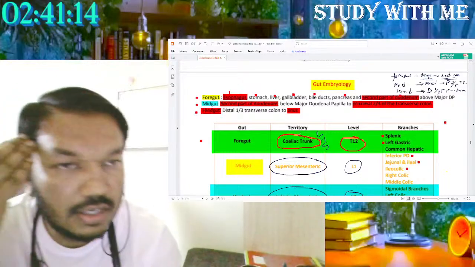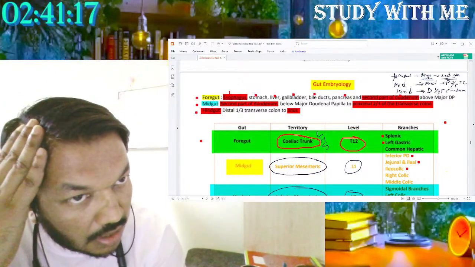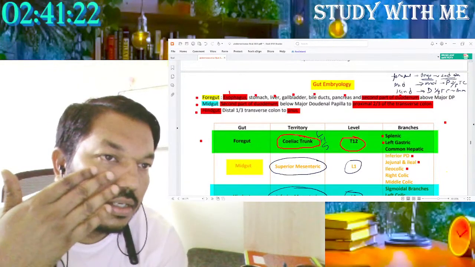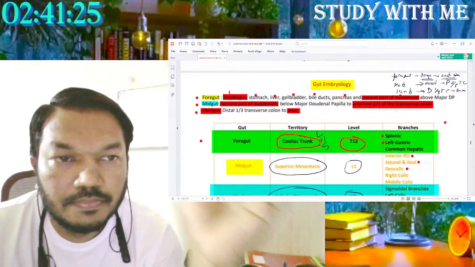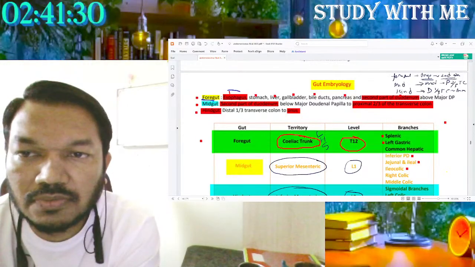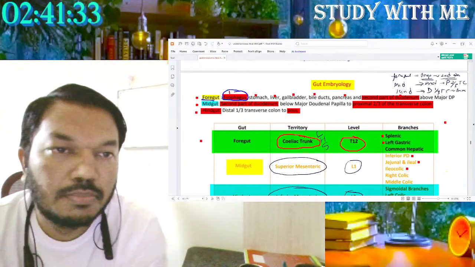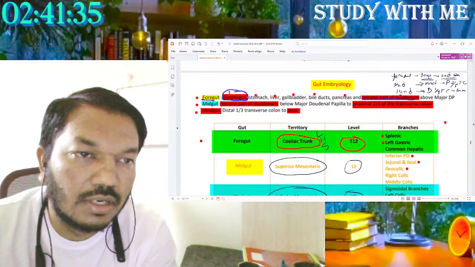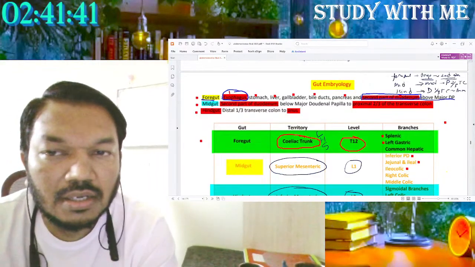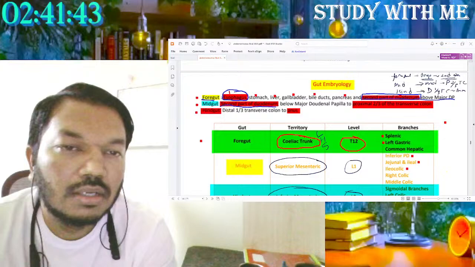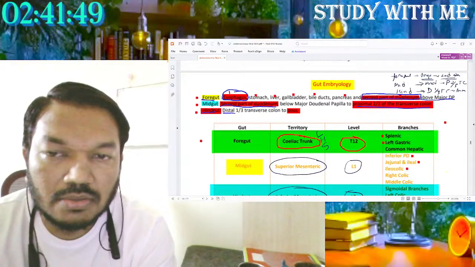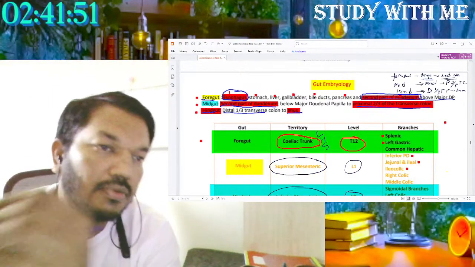You remember this part. Foregut starts from the esophagus up to the second part of the duodenum, above the major duodenal papilla. Midgut is from the second part of the duodenum to the proximal two-thirds of the transverse colon, and hindgut is from the distal two-thirds of the transverse colon to the anus. This is foregut, midgut, hindgut.